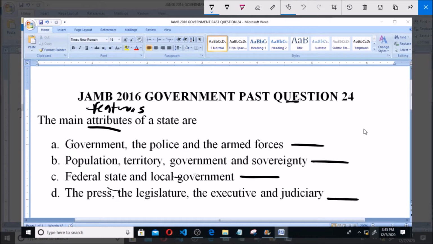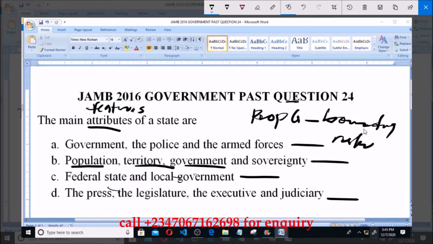The attributes or the features of every state include population, which means people; territory, which means boundary; government, which is the ruler. They include sovereignty. Sovereignty means supremacy. So option B is correct.